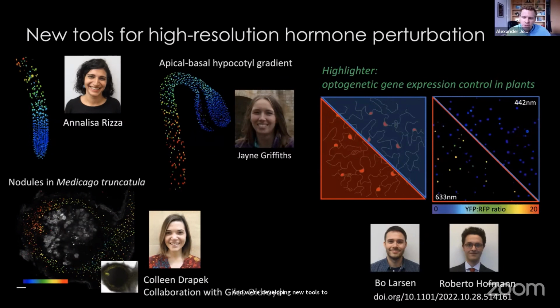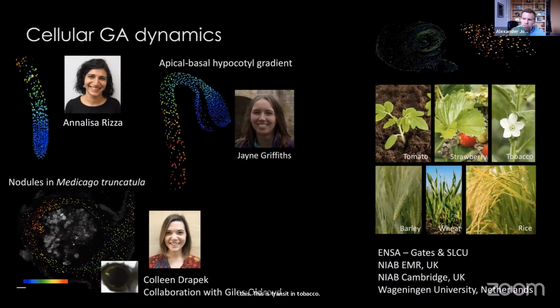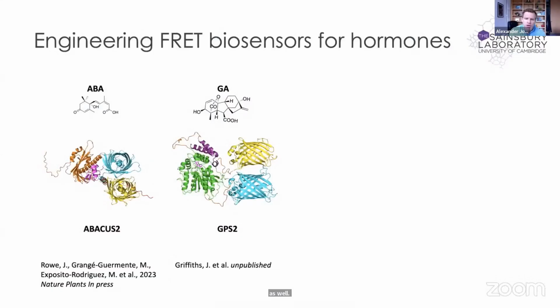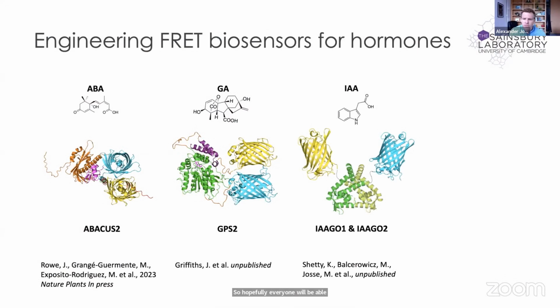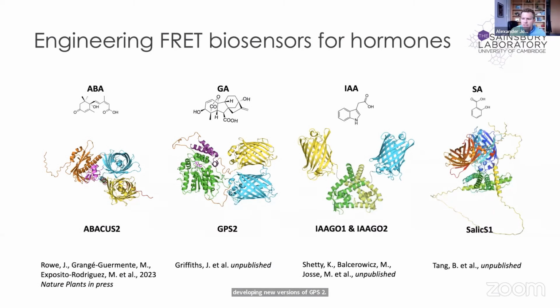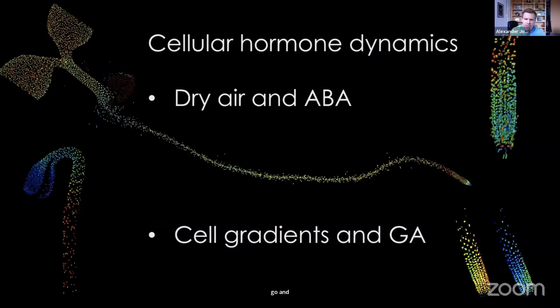This is our new Highlighter tool, an optogenetic gene expression tool for gene control in plants. So we're working on this. This is transient tobacco. We can do cell level manipulation of gene expression with this tool. We have the sensors in other species as well, so hopefully everyone will be able to use these sensors in their favorite species soon. And we are also developing new versions of GPS2. Auxin biosensors, Iago 1 and Iago 2, are ready to go. And Salix, our brand new sensor for salicylic acid, we're very excited about for in vivo salicylic acid sensing.